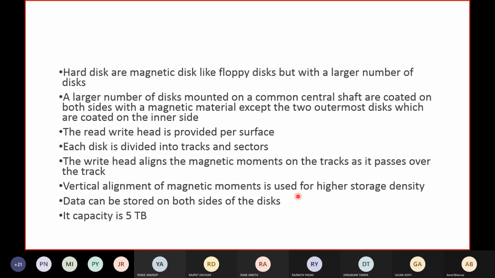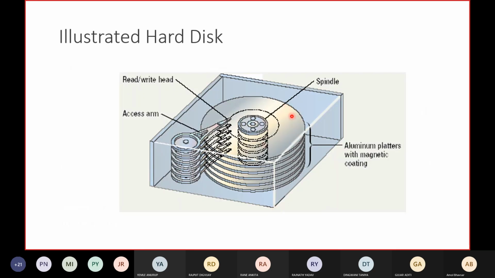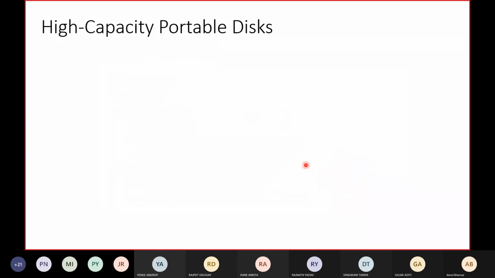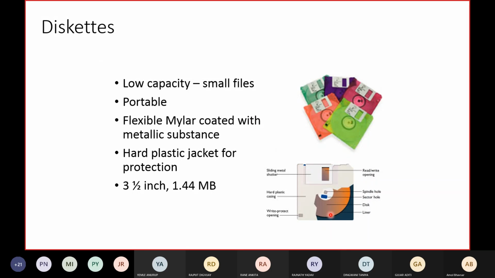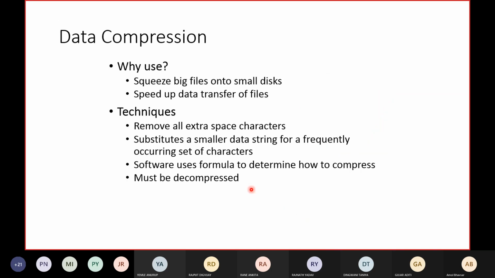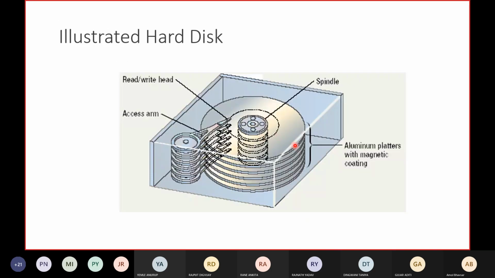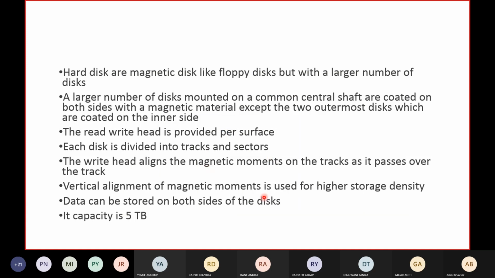Vertical alignment of magnetic moment is used for higher storage density. Data can be stored on both sides of the disk. So from top and bottom, both sides have a magnetic layer. In case of floppy disks, magnetic material is placed only on the top side. But in case of hard disk, from both sides of the disk, top and bottom, we have magnetic material, so that more data can be stored on the hard disk. Capacity of up to 5 terabytes is available in the hard disk.